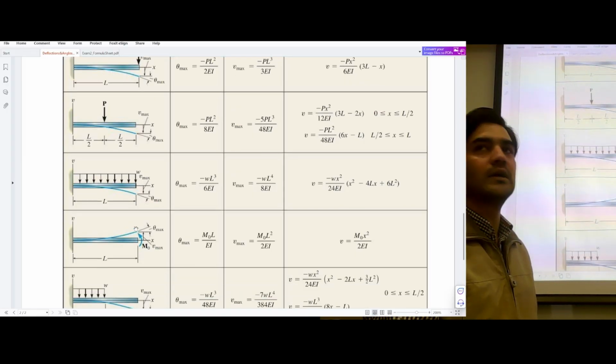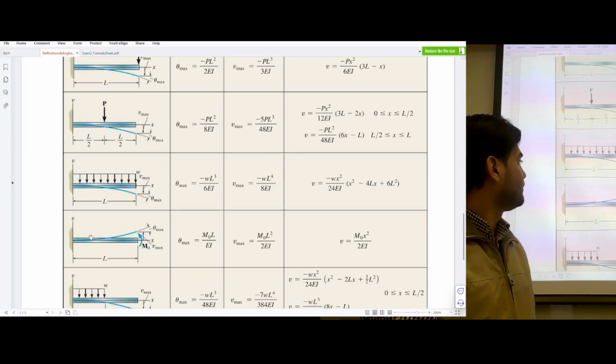We also have an anti-clockwise moment, and we also have a cantilever beam. So these two beams are more related to us, and so we'll use these values. If we want to calculate the maximum bending angle, we can just use these equations. If we want to calculate the maximum displacement, we can use this equation.